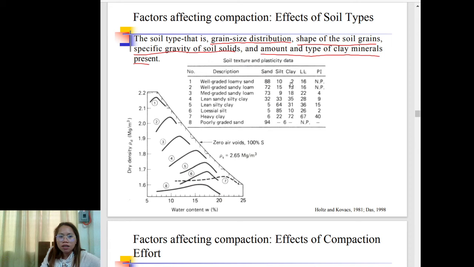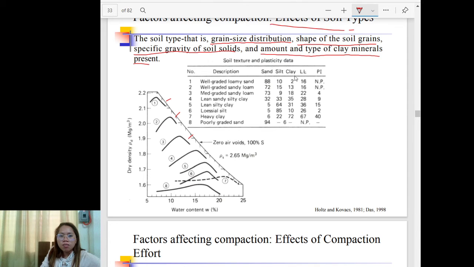So if we trace this in the compaction curve, water content versus dry density, this is their behavior. We have the behavior of number 1, well-graded loamy sand, this one. And for number 2, well-graded loam, this one. So they are different. The effects of soil types are one of the factors affecting the compaction.